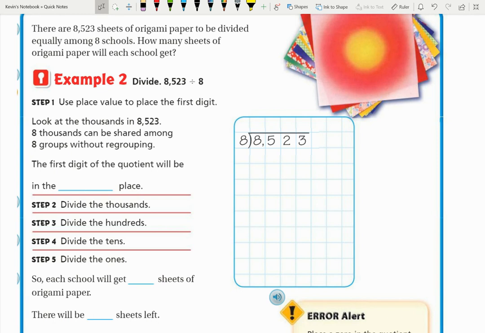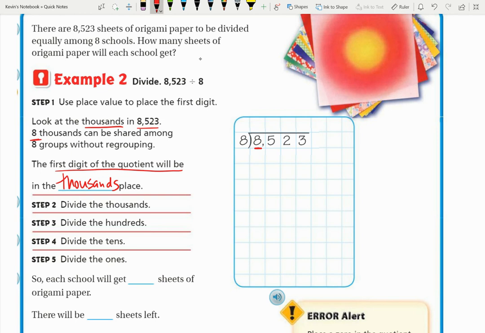So again, 8,523 is going to be your dividend, and then we're going to stick the divisor of 8 on the outside of the house. So it tells you here, and I'll start reading right here. Look at the thousands in 8,523. So again, when you do this, look at the thousands in 8,523. The 8 is in the thousands to be shared among 8 groups without regrouping. So again, the first digit you're going to divide will be in the thousands place, which will be the 8 over here.